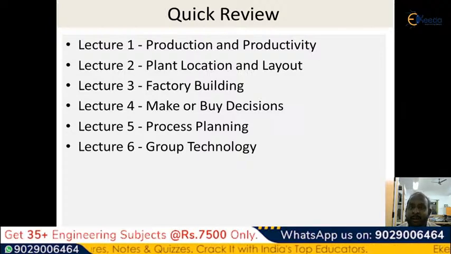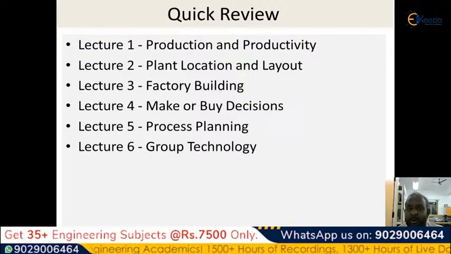Then in lecture 5 we went for process planning. Again, from manual process planning we went to computerized process planning, where we had a generative type of approach. In manual process planning, we saw how the planning is made to allocate your resources to each and every machine, how the labor has to be allocated to machines, and how we have to plan the entire manufacturing process. That we have seen in lecture 5.